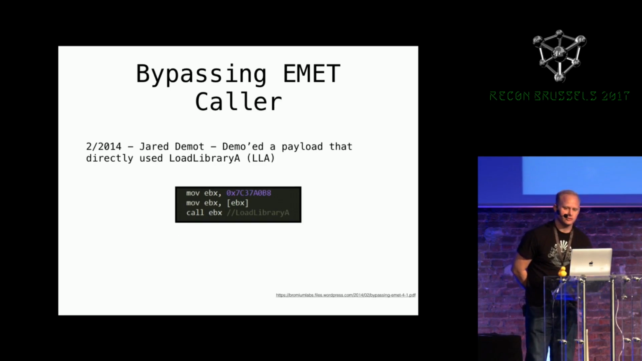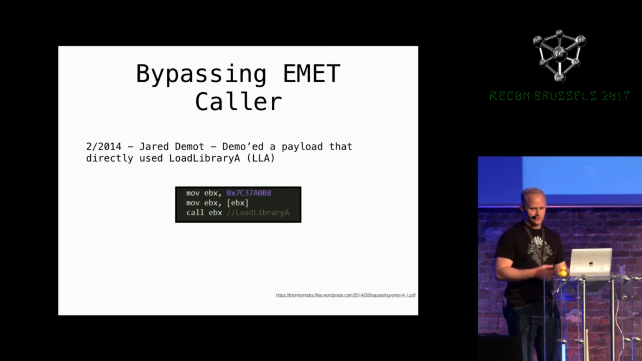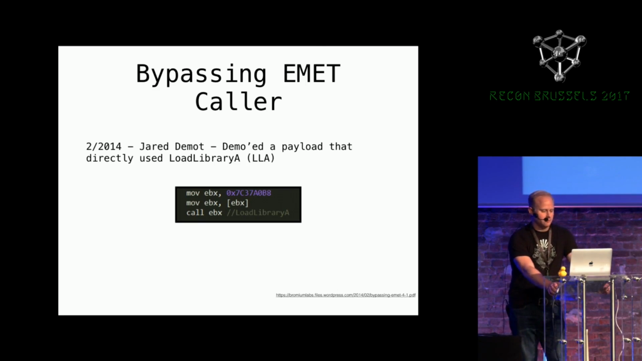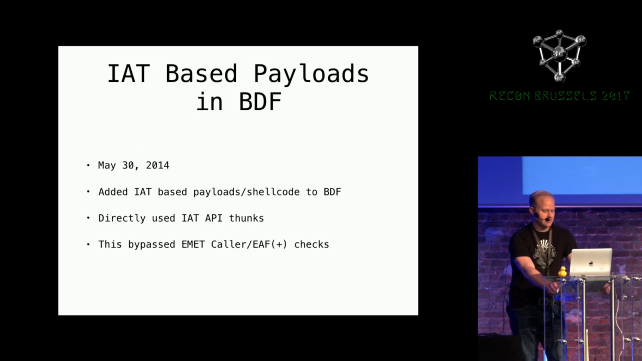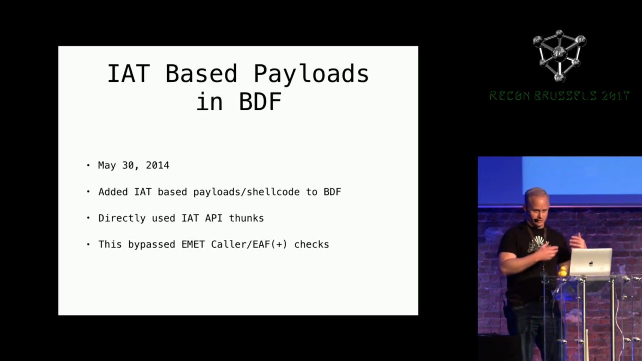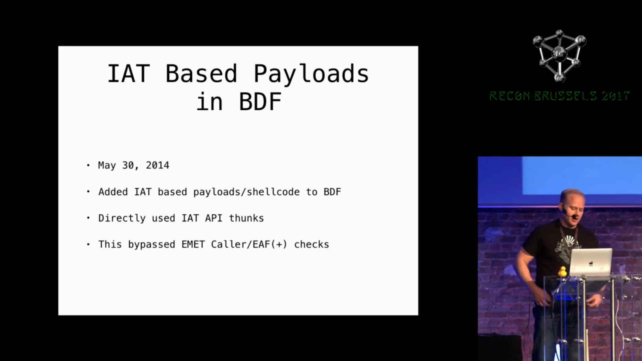Jared DeMott in 2014, all he had to do, if you get the address to LoadLibraryA, is move it into a register and then dereference it back into the register, and you can call it directly. So pretty easy. Now, after reading Jared's paper, I decided to put this into BDF itself, Backdoor Factory. And so I made some import address table payloads that would use the actual functions that were in the import table directly. And this bypassed EMET and the EAF and caller checks.